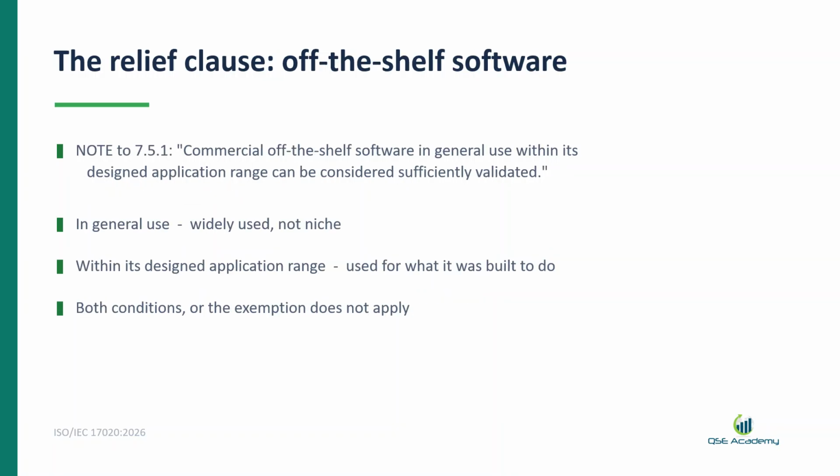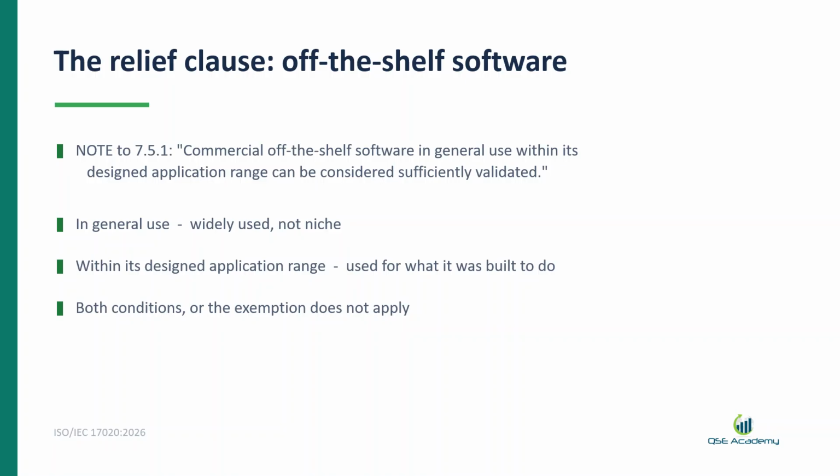Now, the note that saves you an enormous amount of work, and its 2 conditions. Commercial off-the-shelf software in general, used within its designed application range, can be considered sufficiently validated. 2 conditions, and you need both. In general use, meaning widely used software, not a niche tool from a supplier with 3 customers. And within its designed application range, meaning you are using it for what it was built to do. So a mainstream word processor producing a document is covered. A mainstream spreadsheet application as an application is covered.